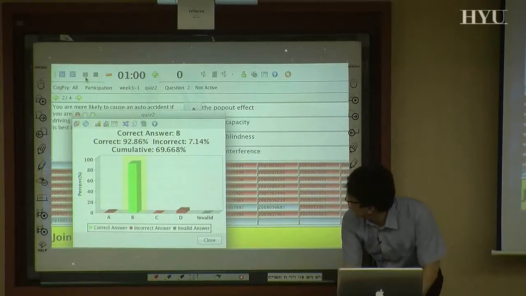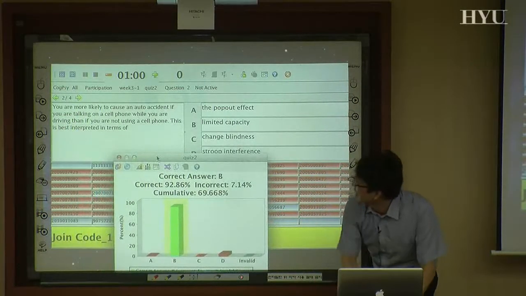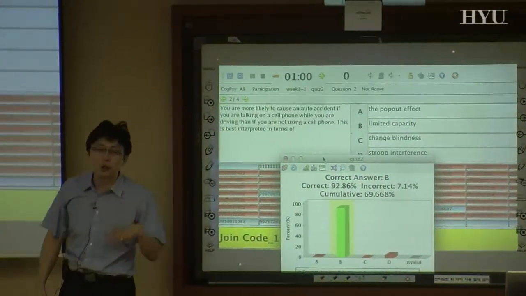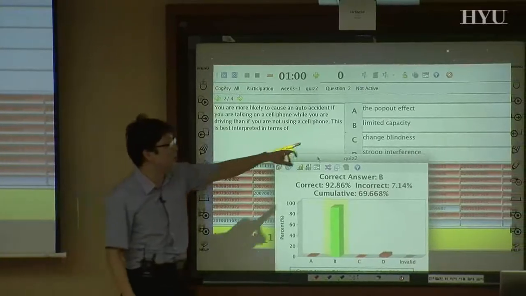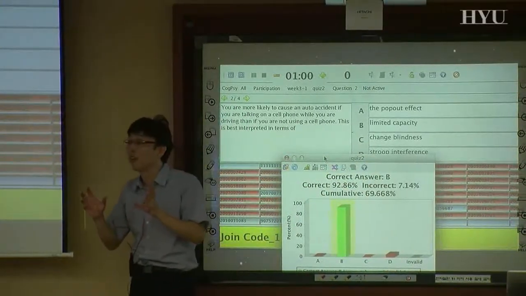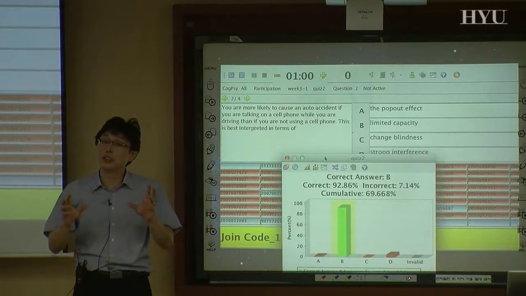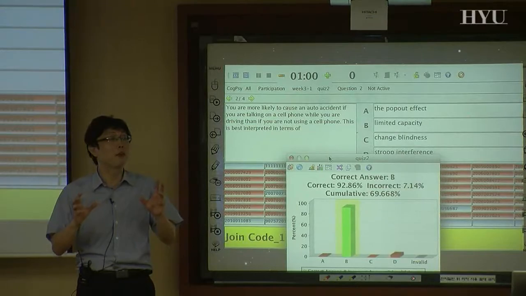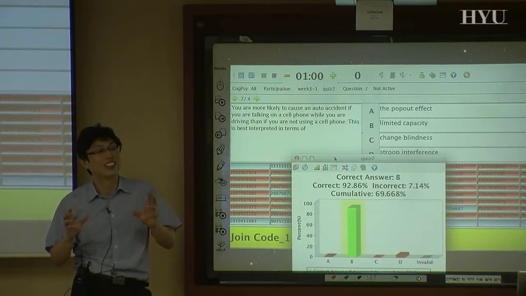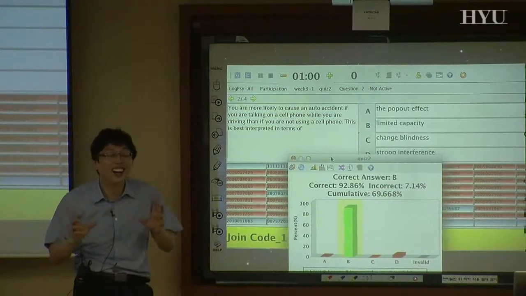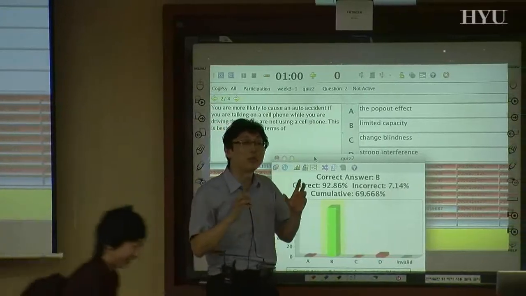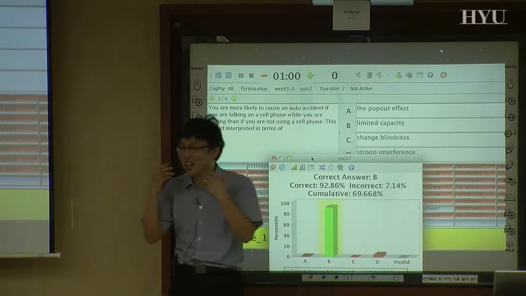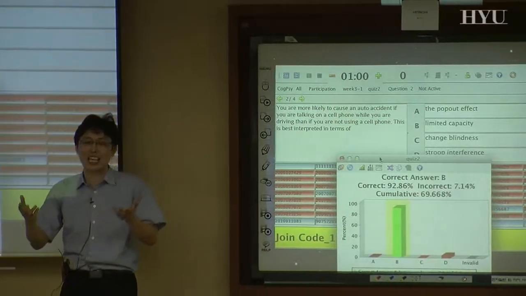So, the reason why we can't drive while using a mobile phone is we have limited capacity on what? Visual perception? Yonghyun, limited capacity of what? Visual perception? No, it's attention. Okay? So we can't pay attention to many things at one time.